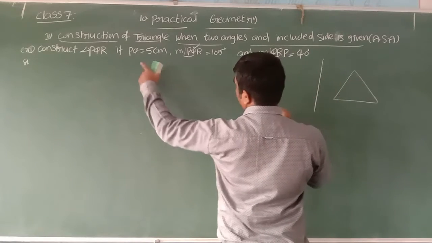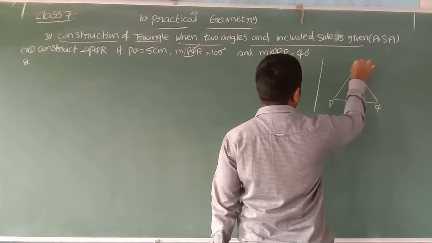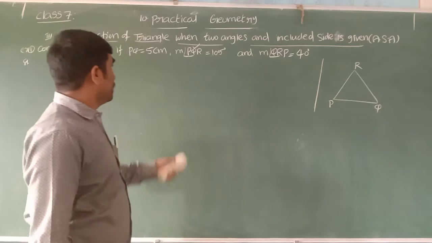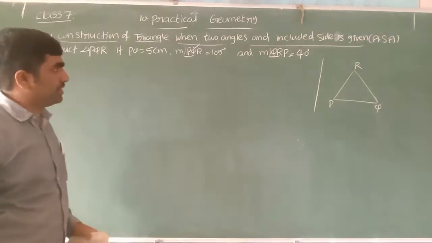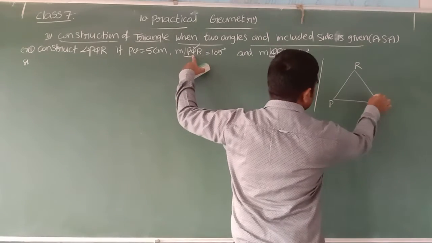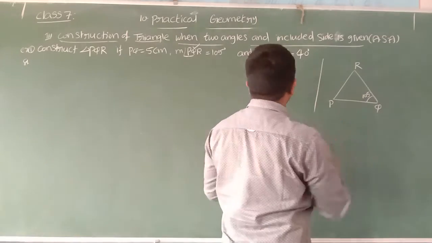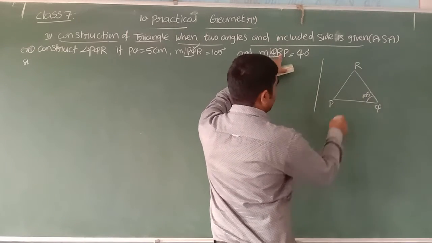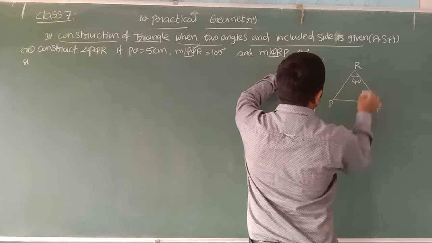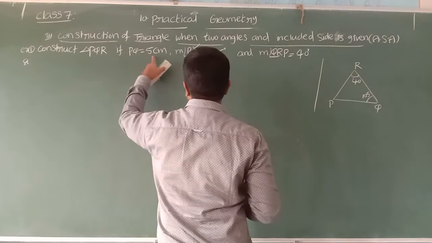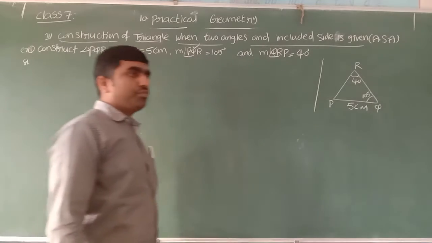Now here, what is the base? PQ. The base is PQ. The other letter is R. PQR is one triangle. We know the length of only one side, PQ, so that one side we consider as the base. Now the measure of angle Q: this angle is 105 degrees. As it is a rough figure, I am taking it like this. The measure of angle R is 40 degrees. What is the measure of PQ? 5 centimeters.